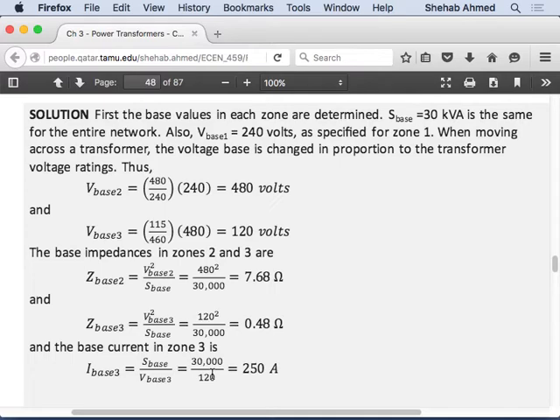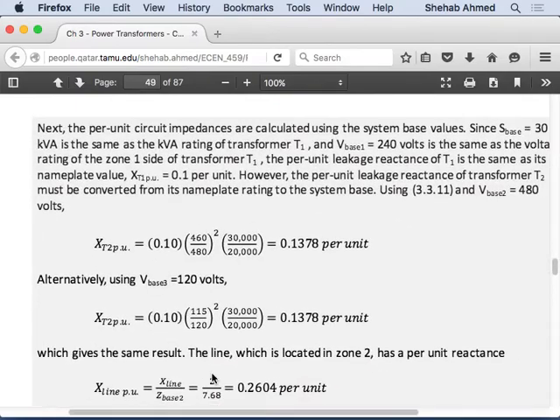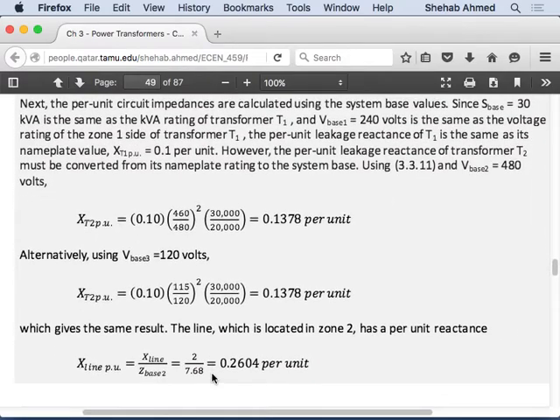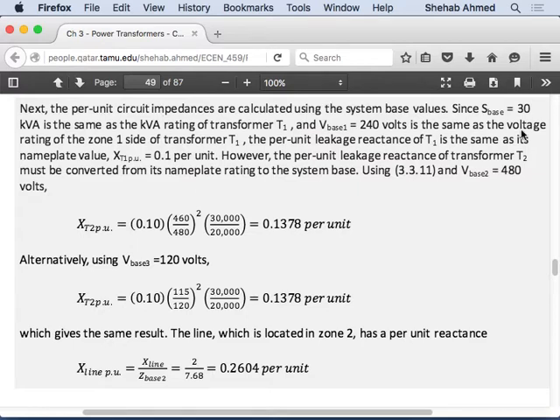After that, you have to start looking at your impedances and building your circuit. The logic is what we went through before, right? Since the S base for the system is the same as the rating of transformer 1, and V base in zone 1 is 240 volts, which is the same as the voltage rating of the zone 1 side of transformer 1, the per unit leakage impedance of transformer 1 is the same as its nameplate value, which is 0.1 per unit. Okay? We went through this. We just write it down here so that you can remember it.